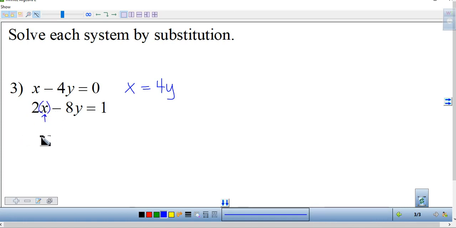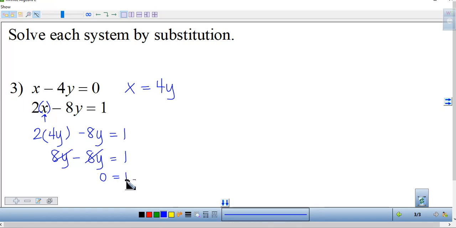Use parentheses. So I have 2 times 4y minus 8y equals 1. I'll distribute. 2 times 4y is 8y minus 8y equals 1. The 8y's cancel each other out, leaving 0 equal to 1. Well, that doesn't make any sense. 0 does not equal 1.